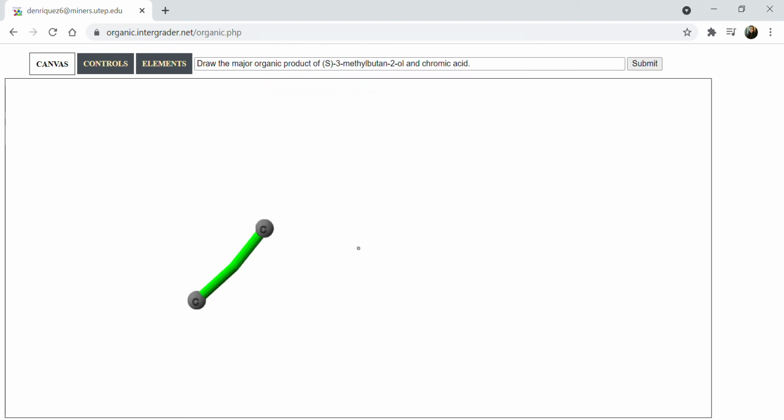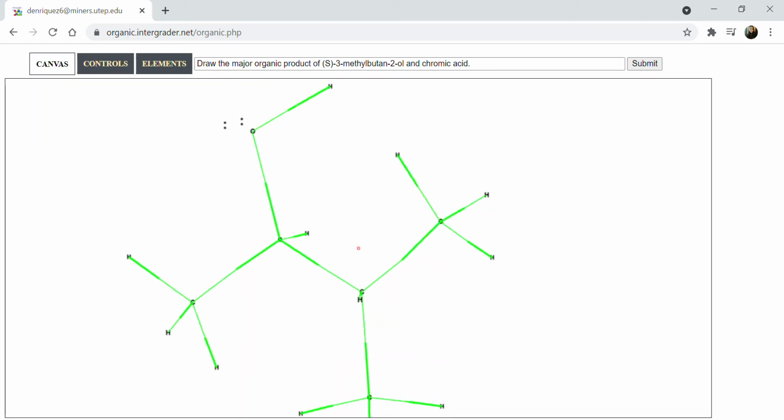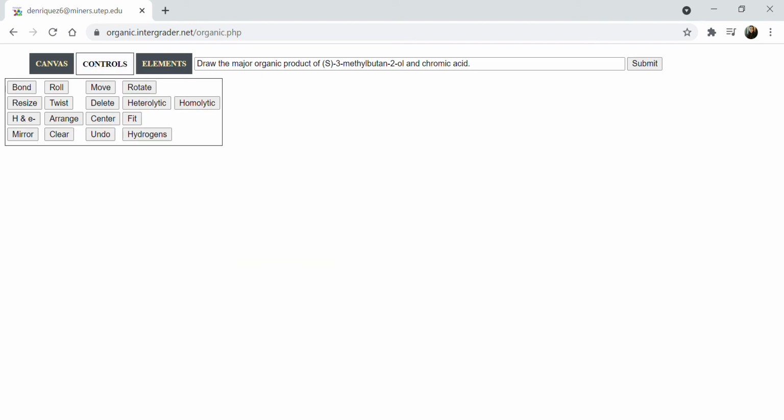Okay, I'm going to start with my butane. I'm going to add my methyl at the 3 position, and then I'm going to add my oxygen at the 2 position. I'm going to add my hydrogens, hit arrange, and then I'm going to check the conformation.